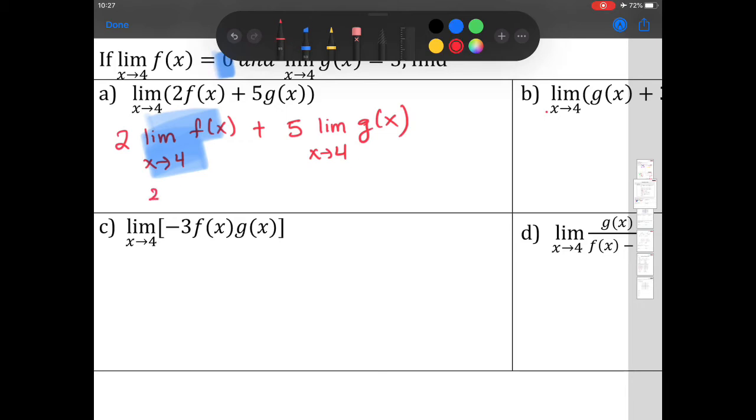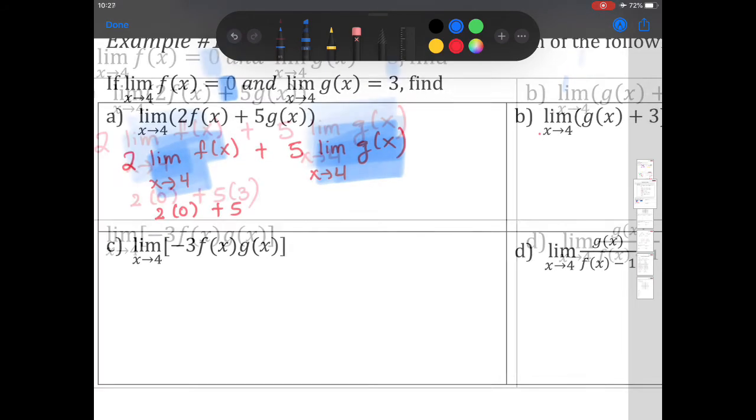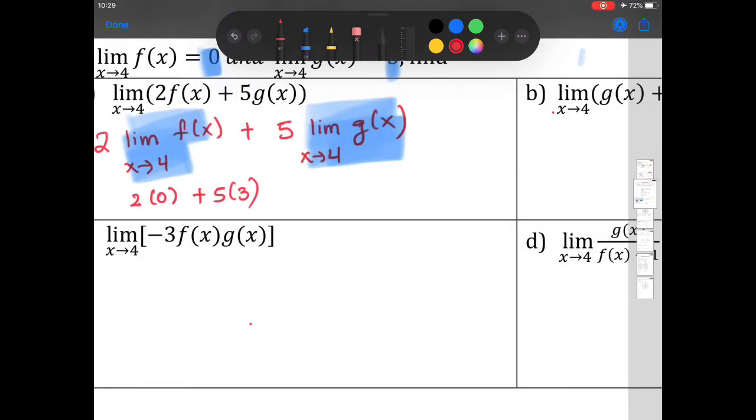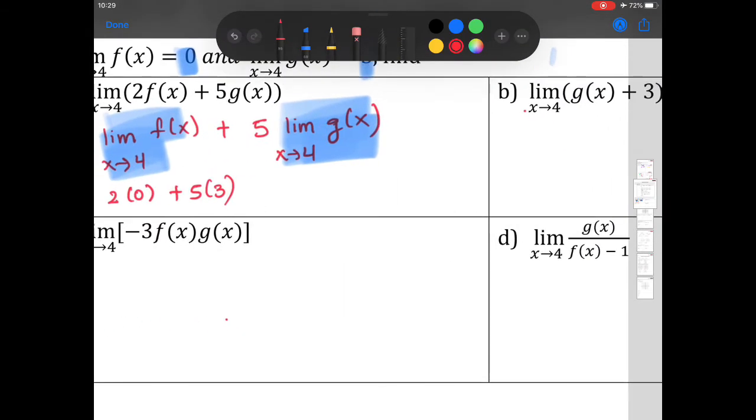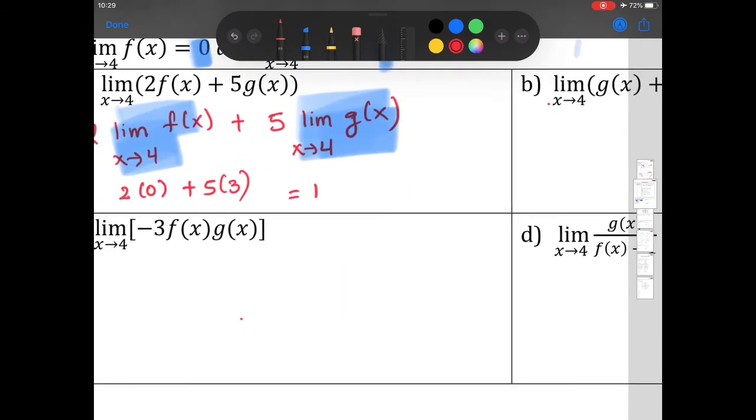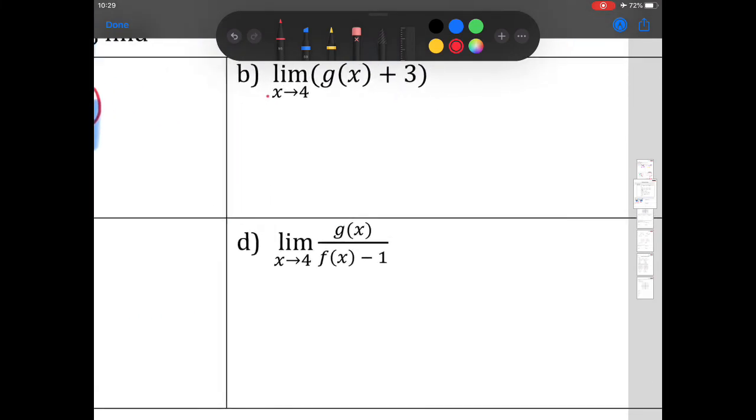So I'm going to write 2 times 0 plus 5 times, what do I know about this part? It is 3, so 2 times 0 is 0, plus 5 times 3 is 15, so 0 plus 15 is just 15. Right, so that's your answer.